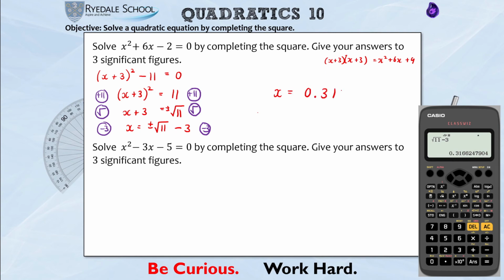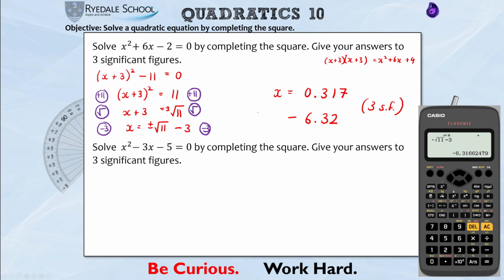0.31. So that's 6 is another 6. That's 5 or more, so I'm rounding up. So 0.317. Let's do the negative answer. Negative root 11. Take away 3. And that is negative 6.32. The 6 making it round up. So those ones are 3 significant figures.